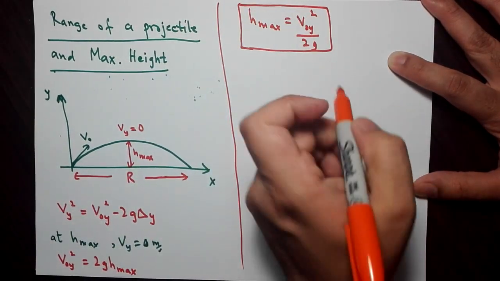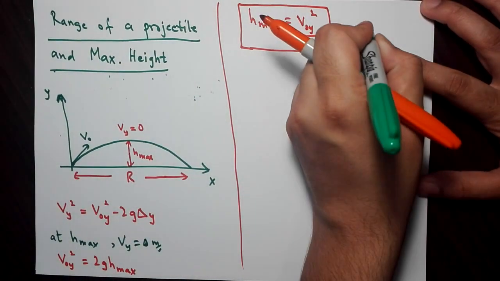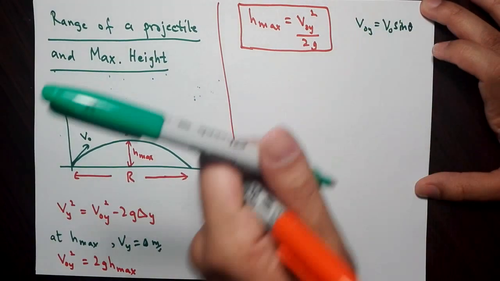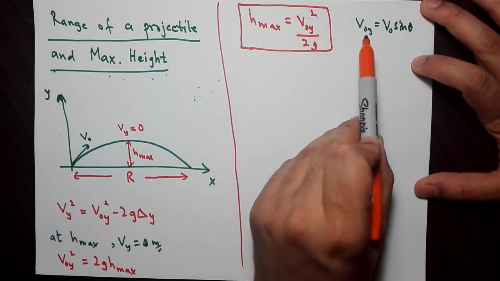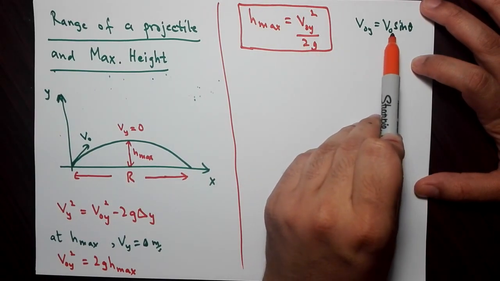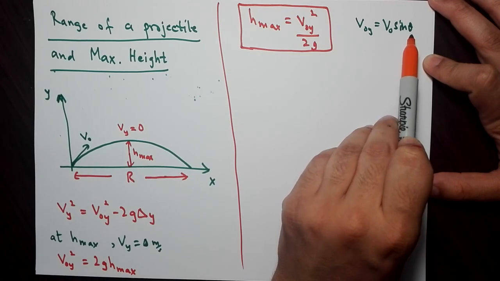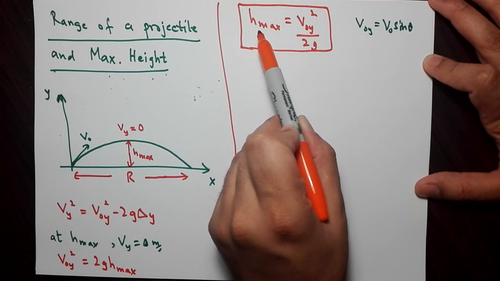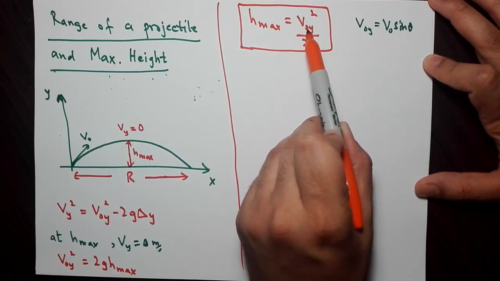So you can see, just knowing the initial velocity, and remember v0 y is v0 sine theta. If you know the magnitude of the initial velocity and the angle with which you launch the projectile, you can get the y component, and you can get the height. So the maximum height depends exclusively on the initial vertical velocity.